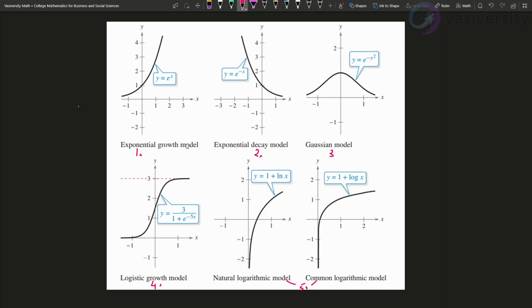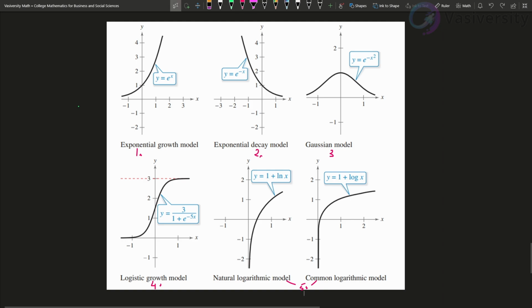Okay, so the exponential growth model, e to the x. The exponential decay model, e to the negative x. The Gaussian model is e to the negative x squared, right? So this is a Gaussian distribution. Then the logistic growth model, here's an example, where the population would be approaching a value of 3, for example. Then the natural logarithmic model and the common logarithmic model, right? Which is the base 10 model.